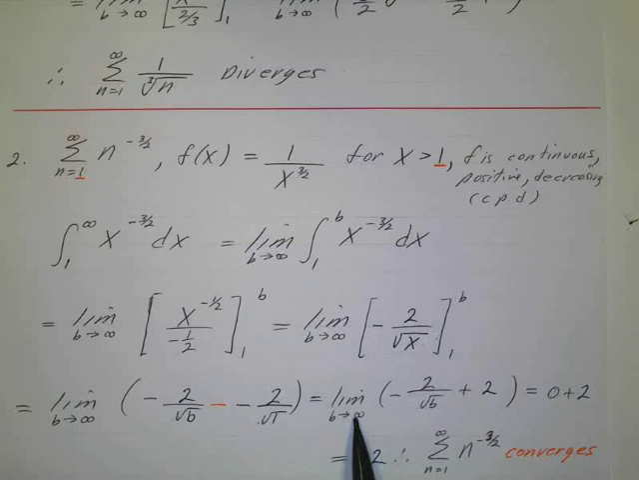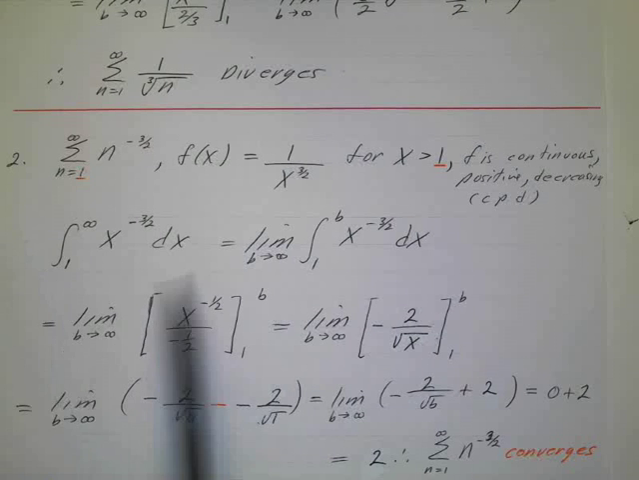Now if I take the limit as b approaches infinity, this is going to be really, really big. So it's going to be 2 over infinity, which would be 0. So it goes to 0. This stays at 2. So I have 0 plus 2, which is 2. Therefore, the value of this improper integral is 2. It converges to a particular value. Therefore, the corresponding series converges by the integral test.